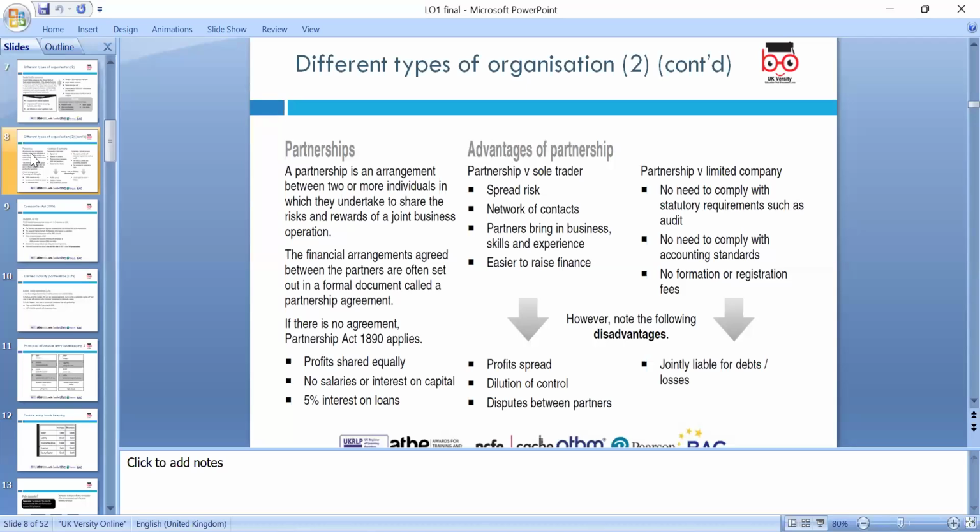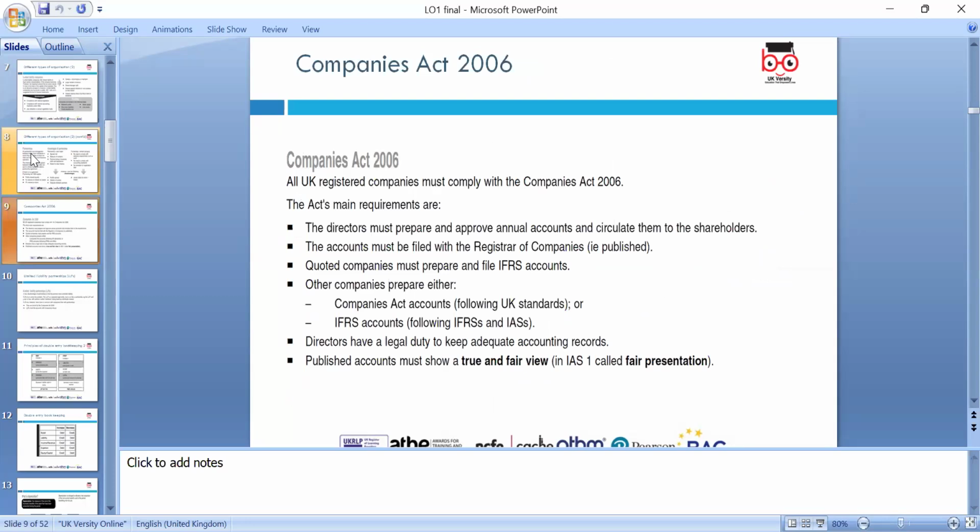At the end of the day, financial statements should provide financial information that helps the stakeholders make financial decisions, and financial decisions are crucial for reporting. We have the Companies Act 2006, which we will carry on following. All UK registered companies must comply with the Companies Act 2006. The directors of the company must prepare appropriate accounts, following the UK standards and International Financial Reporting Standards.